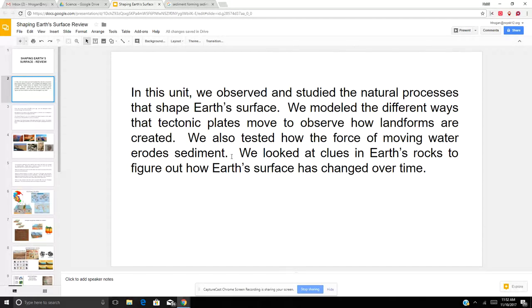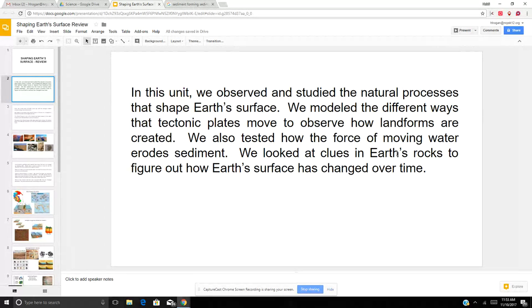We had our plastic trays and we put sand in them. Then we poured water at a flat slope, at a slight slope, and at a steep slope to see how the height of the slope and the force of the water can affect erosion or the movement of sediment.